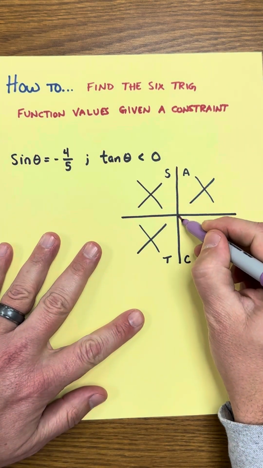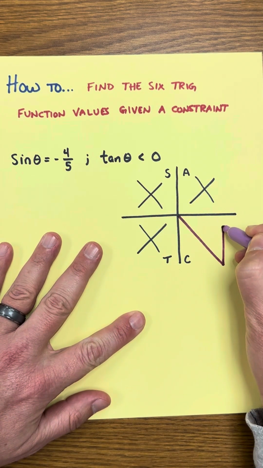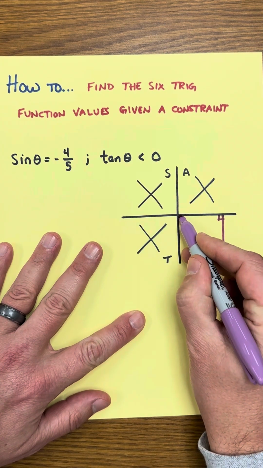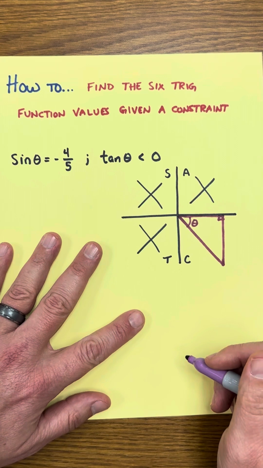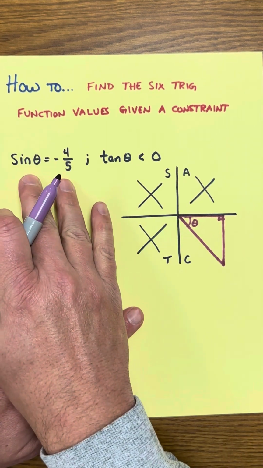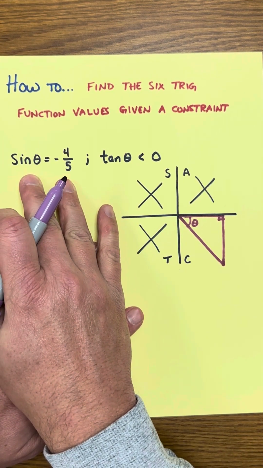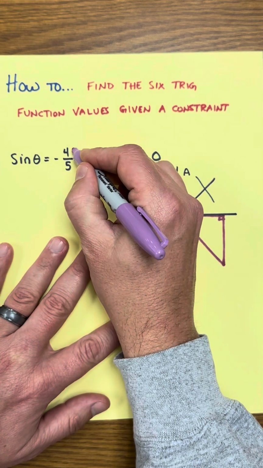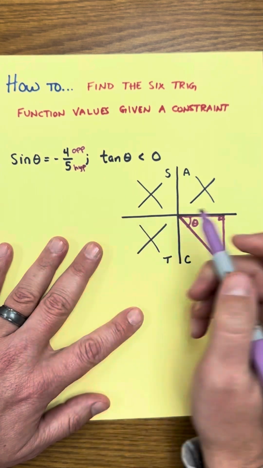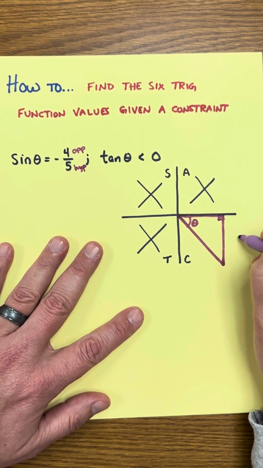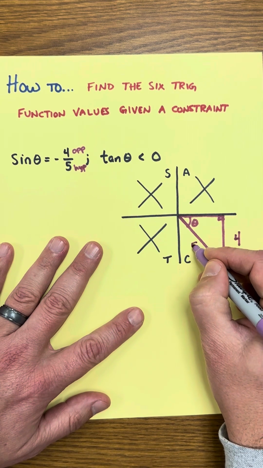So I'll go ahead and draw myself a triangle in quadrant number 4. Again, always put the theta at the origin. Now use this given information to label the triangle, okay? So sine is the opposite over the hypotenuse. So the opposite, I'm going to put 4 on the opposite. I put 5 on the hypotenuse.